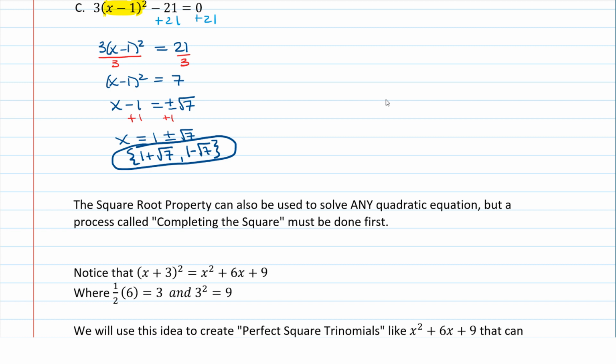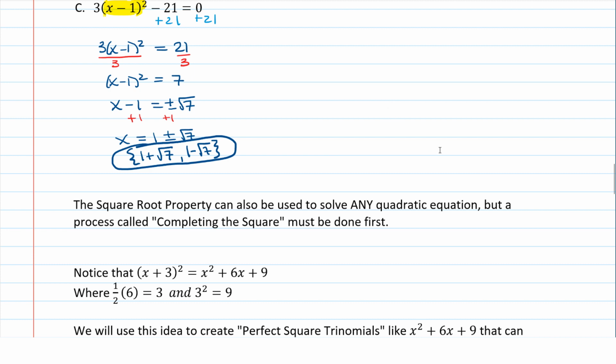In the previous video, we saw that the square root property can be used to solve various equations, such as the one at the top of the screen. And now we're going to expand on that idea. It turns out that the square root property can be used to solve any quadratic equation. But a process called completing the square has to be done first to make that happen.